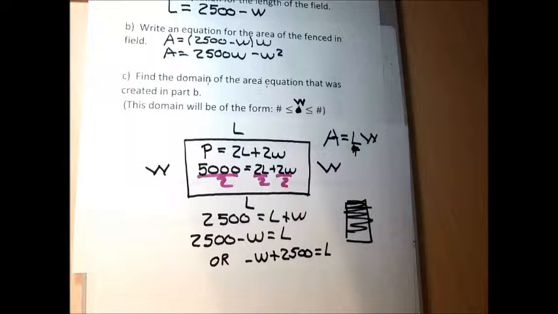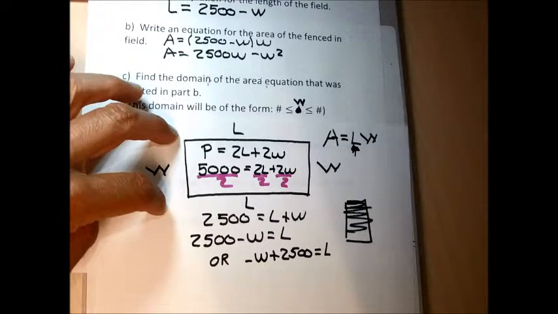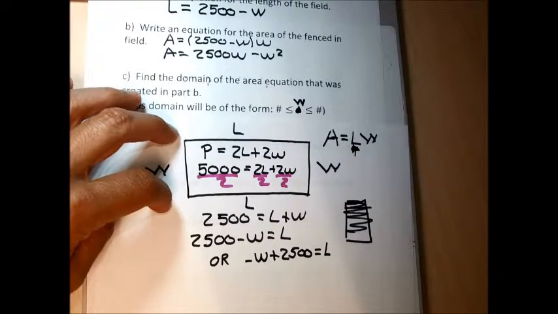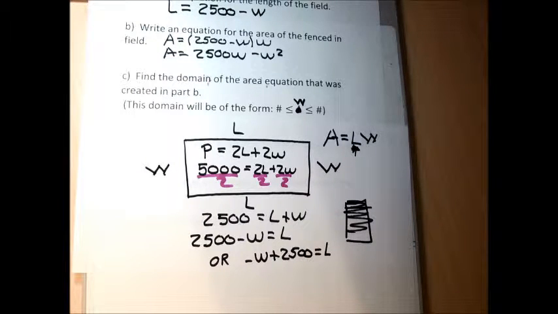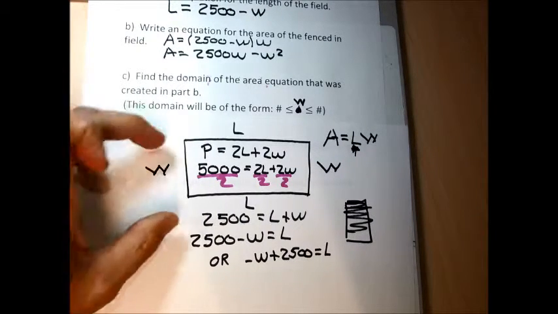So for part C, it says I want to find the domain of this equation, and the domain will be of the form a number is less than or equal to width is less than or equal to some number, and those aren't the same numbers. They're going to be different numbers. And in order to do this, I have to understand the problem. If I have 5,000 meters of fencing and I have to construct two widths, I can't have a width less than 0. 0 would be the very smallest width I could have.